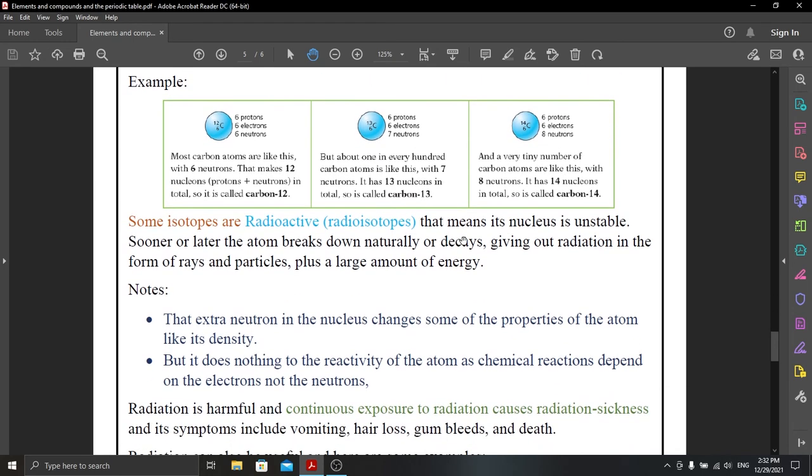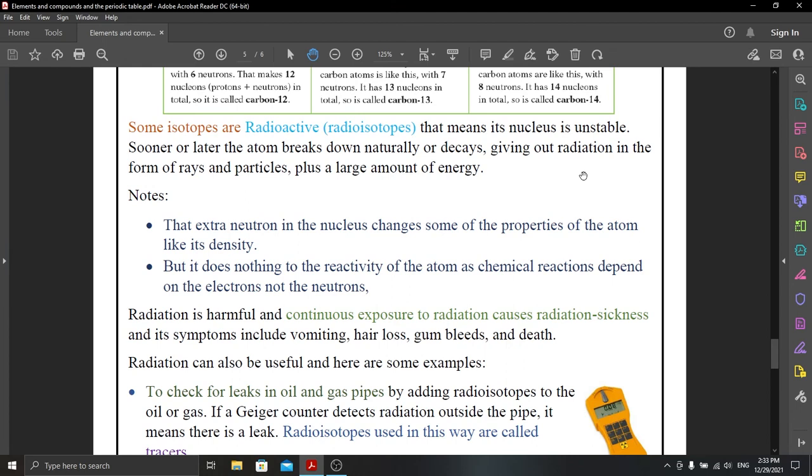Okay? Some isotopes are radioactive, and we call them radioisotopes. That means that their nucleus is unstable. When something is radioactive, it's radiating something, radiating particles and giving heat. And that is how atoms tend to stabilize themselves, because you'll soon learn that when an atom has high energy, it's mostly unstable. It needs to have lower energy so that it can be more stable. It loses that energy in the form of light, heat, giving up alpha particles, gamma particles, so many types of particles. And when they give out these particles, they are radioactive. And we call them radioisotopes. So giving out radiation in the form of rays and particles plus a large amount of energy.